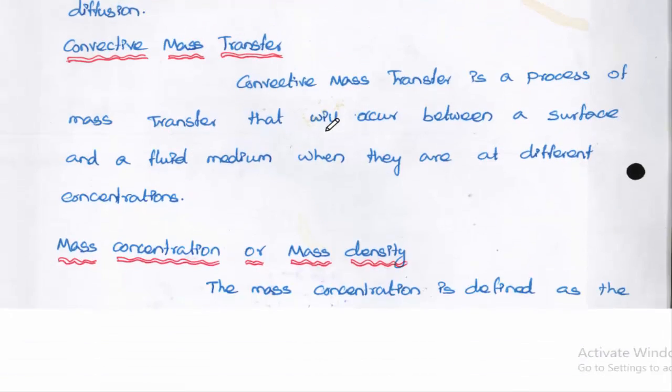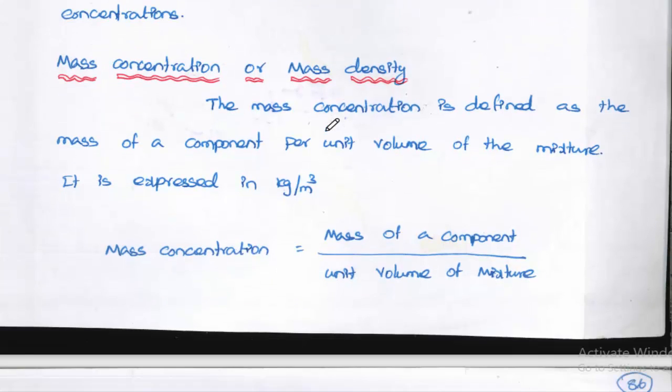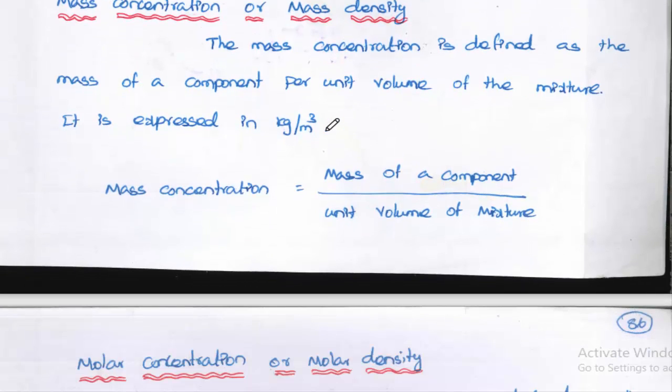The next thing we have to go for is convective mass transfer. Convective mass transfer is a process of mass transfer that occurs between a surface and a moving fluid. We dry clothes in our home, no? That is a perfect example for convective mass transfer. Now after convective mass transfer, we are going to see some terminology in mass transfer and then we will solve problems on those things, right?